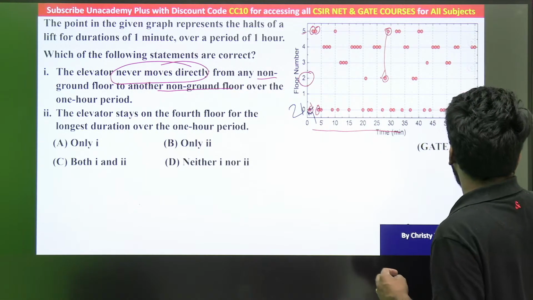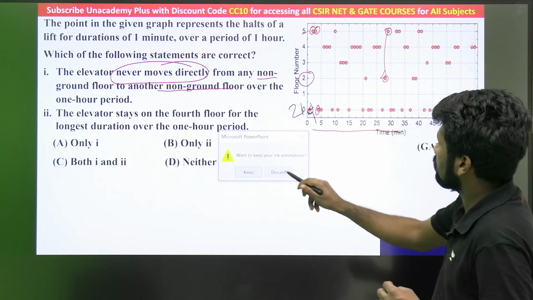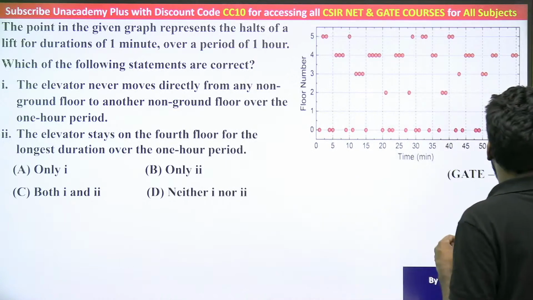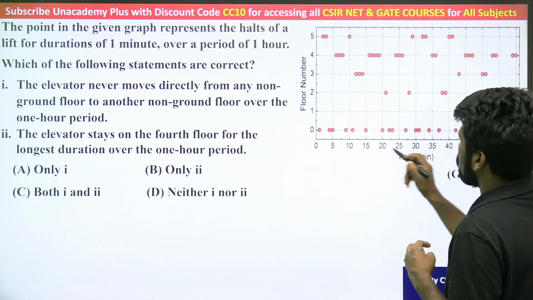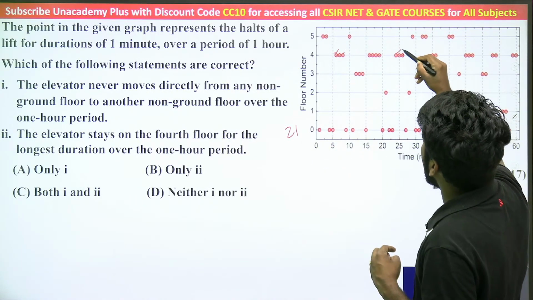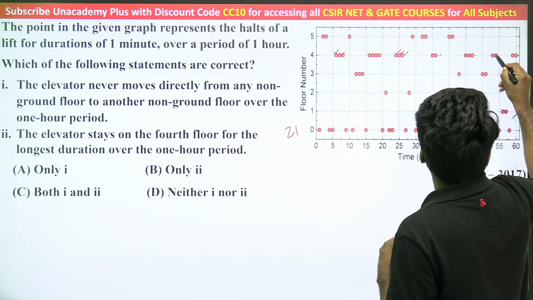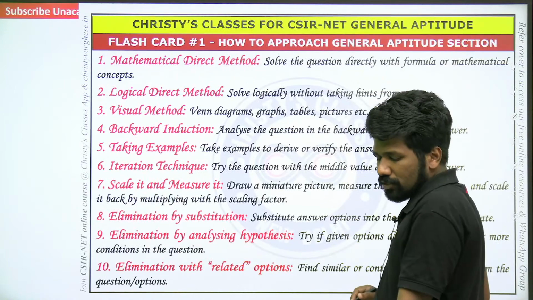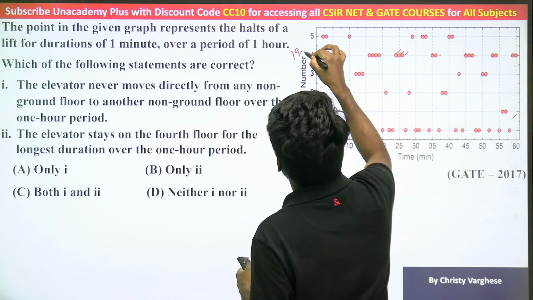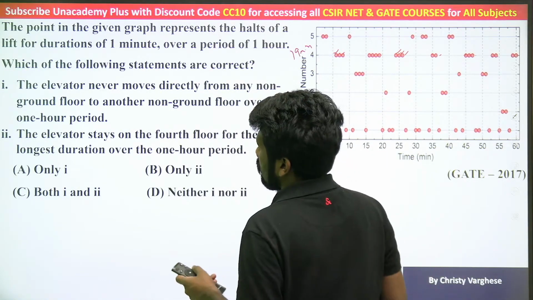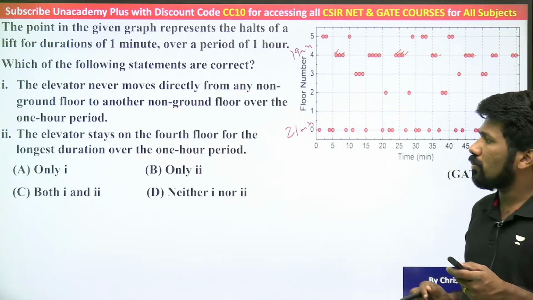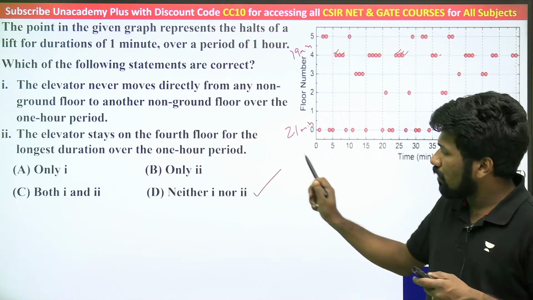Did you all understand how 21 minutes? 21 minutes it is on the ground floor. 21 minutes ground floor mein hai. So definitely let us check fourth floor also. 1, 2, 3, 4, 5, 6, 7, 8, 9, 10, 11, 12, 13, 14, 15, 16, 17, 18, 19. 19 minutes only it is on the fourth floor. So definitely this statement is also wrong. 19 minutes on fourth floor, 21 minutes on zeroth floor. Elevator stays on the fourth floor on the longest duration: wrong. Elevator stays on ground floor on the longest duration: that is correct. That means neither 1 nor 2 is correct.